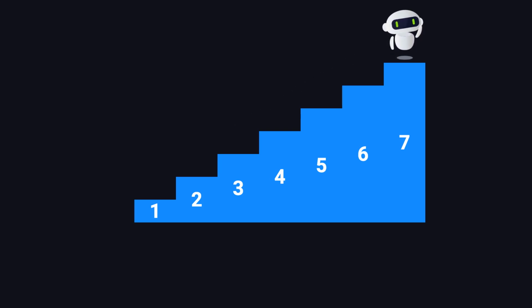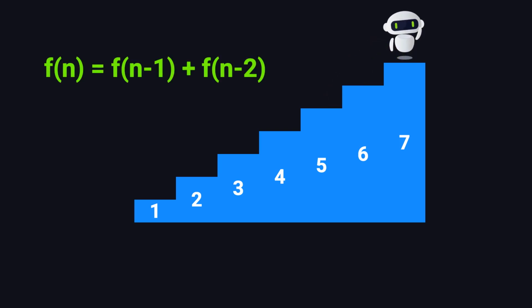Think about it this way. To reach the nth step, you must have come from either step n minus 1 by taking 1 step, or from step n minus 2 by taking 2 steps. Those are the only 2 options, since you're only allowed to take 1 or 2 steps at a time. So the total number of ways to reach step n is ways to reach n minus 1 plus ways to reach n minus 2. That gives us the formula f(n) = f(n-1) + f(n-2).